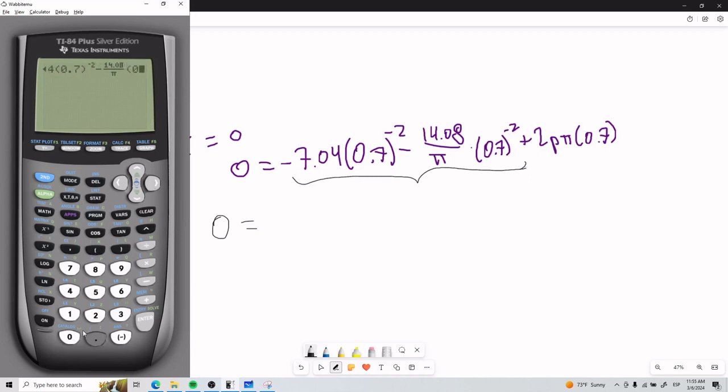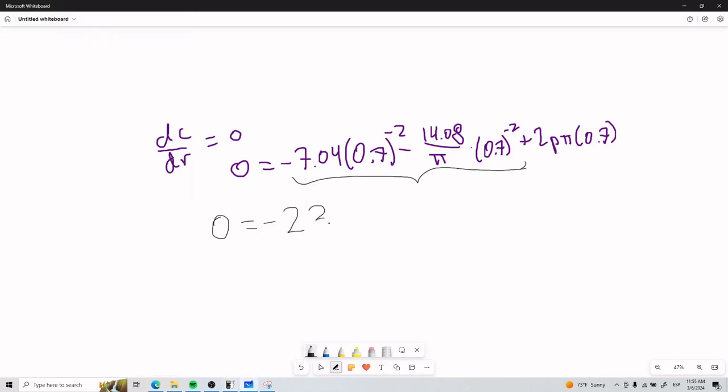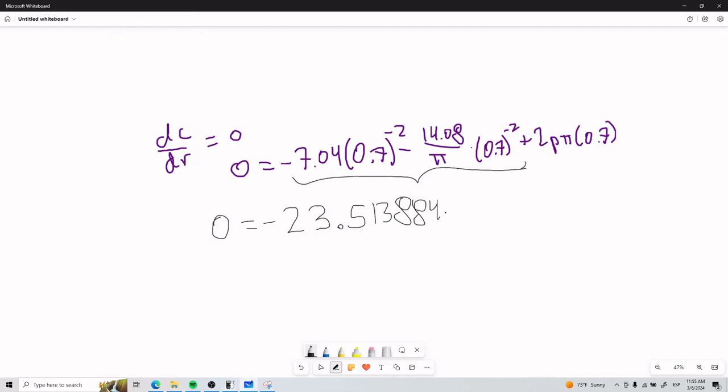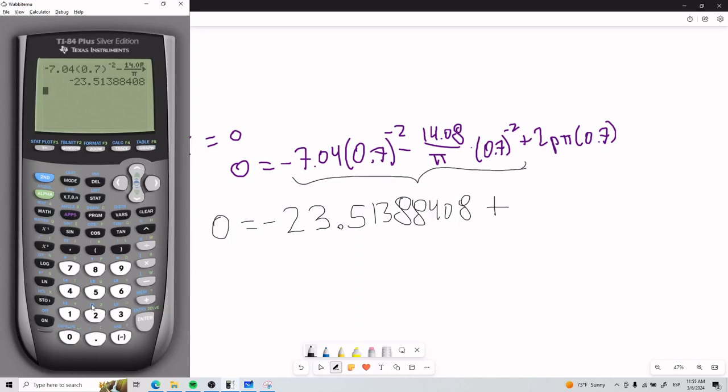times 0.7 to the power of negative 2, okay, plus, actually just leave it there, so I'm not going to do the last part because I can't, right? But this right here is going to give me negative 23.51388408, see? I'm just going to put the whole number. And now I find this last part over here, see what p is. So p is being affected by 2 times pi times 0.7.